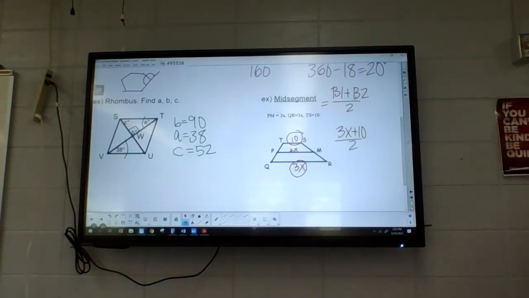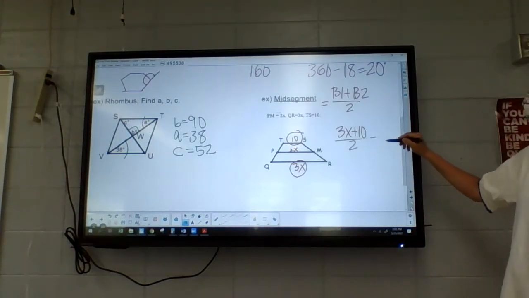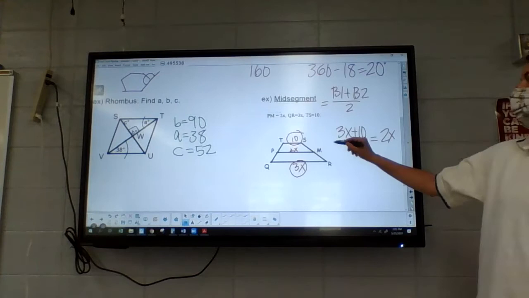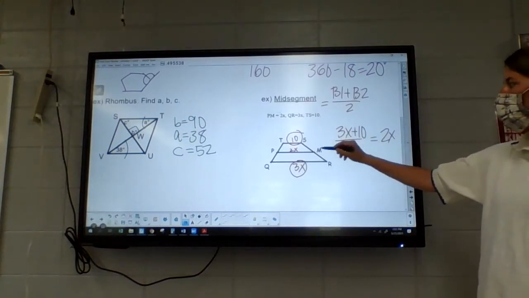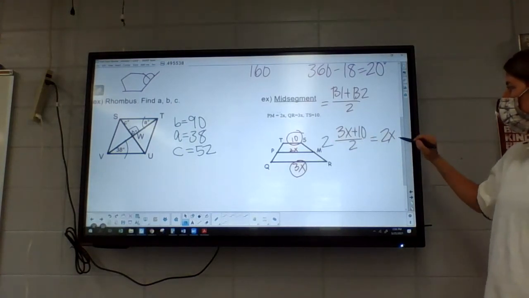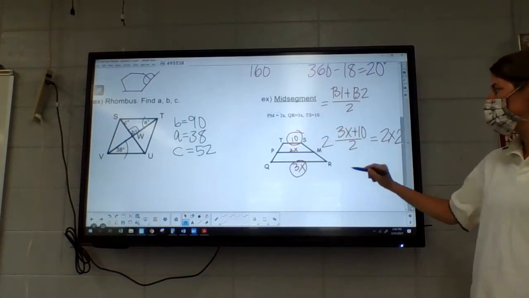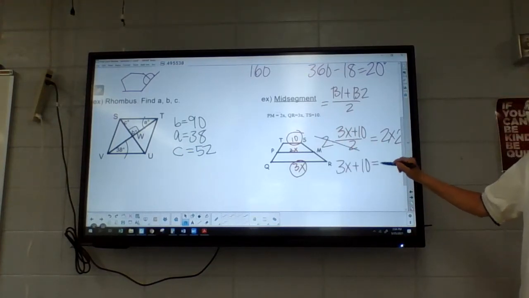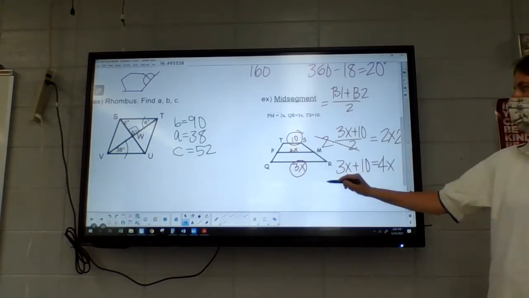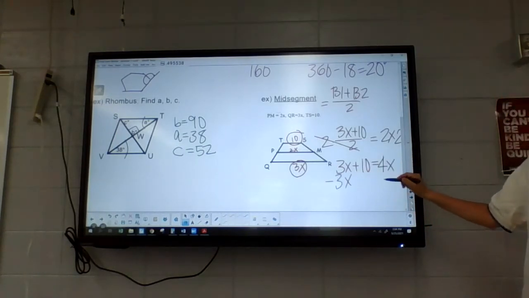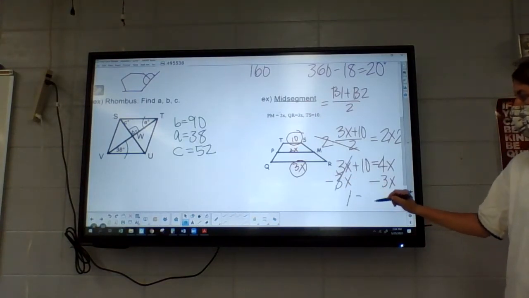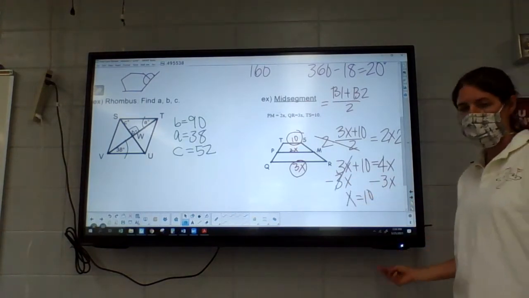Divided by 2, and that should equal 2x. Times it by 2. Yes, I want to get rid of that divide by 2. Instead, I want to multiply by 2 because I don't like dealing with that fraction. This 3 is not a nice number to divide by 2. And this becomes pretty easy to solve here. X ends up being 10.